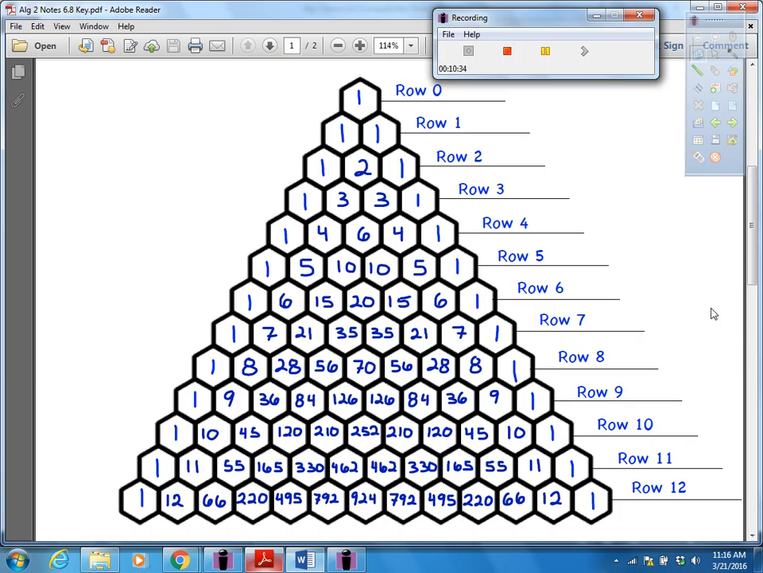If you want to check yourself, you can look at the completed one to make sure your numbers are all good. Because if you get off once, it ruins the rest of it, right? Oh, good.